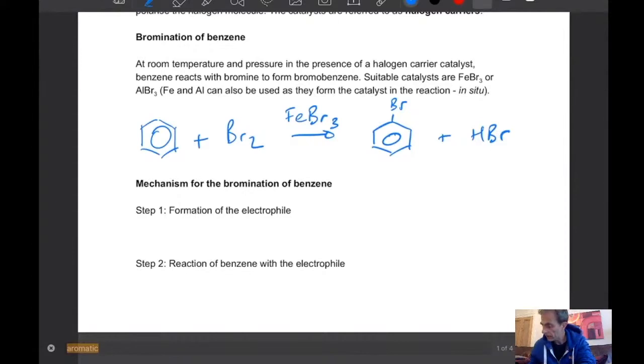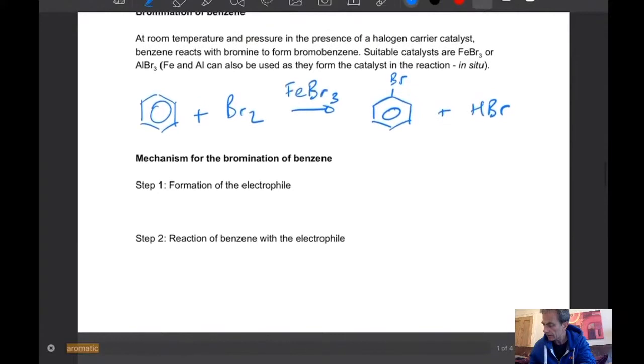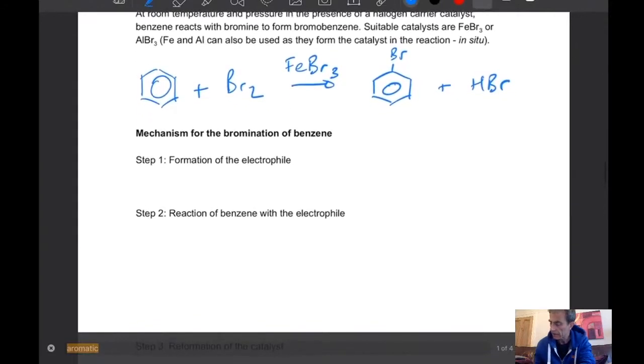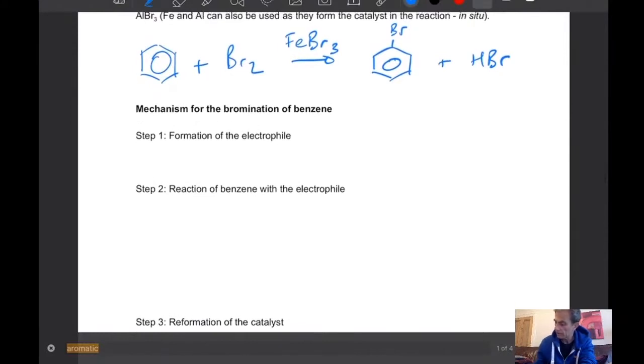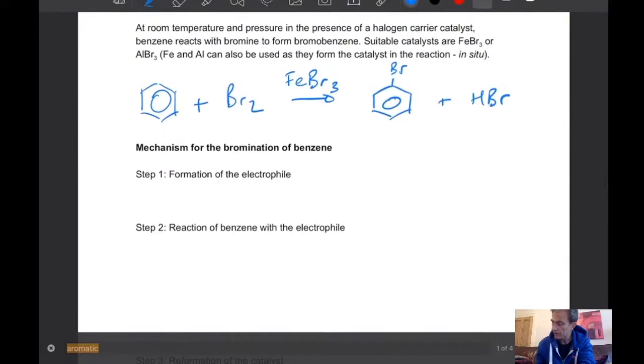Okay, so the mechanism, we'll break it down into the steps. So hopefully you'll see some similarities with the nitration mechanism. So the first thing we've got to do is form the electrophile. Without this, imagine if that wasn't there, these two don't really interact with each other very well, and we said that this is a low electron density because all these electrons are spread out amongst all 6 carbons. So a low electron density is unable to polarize this non-polar bromine molecule. This is year 13.